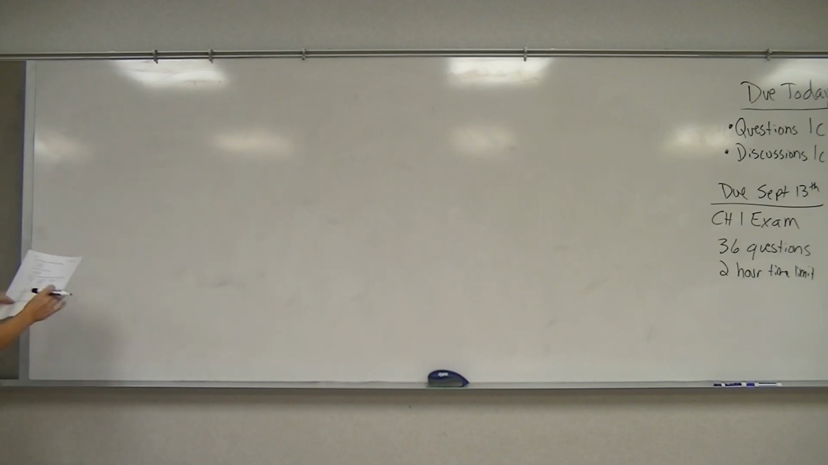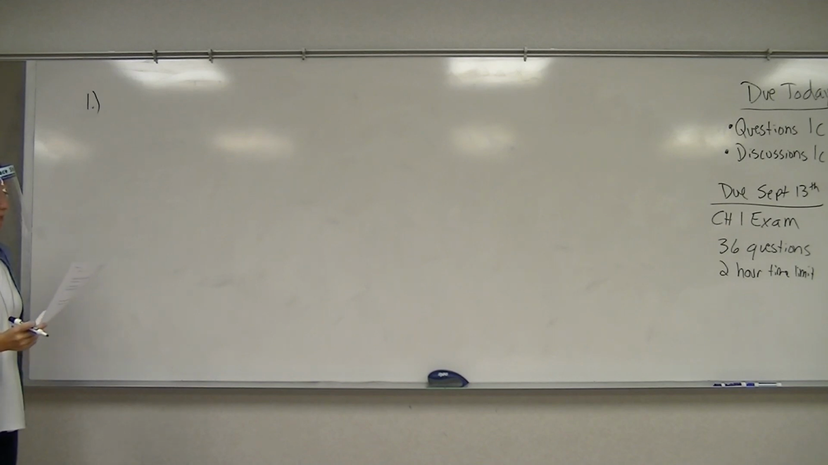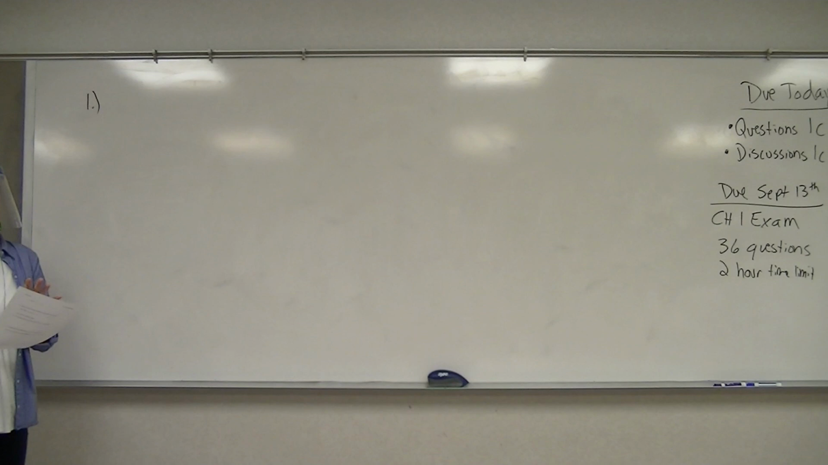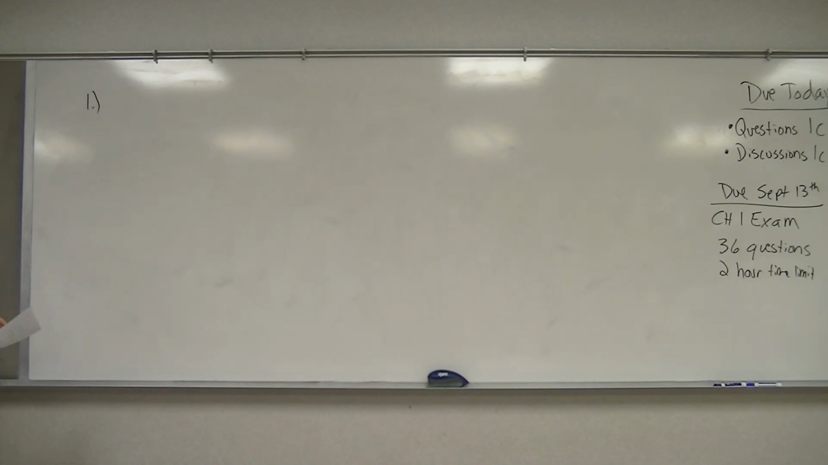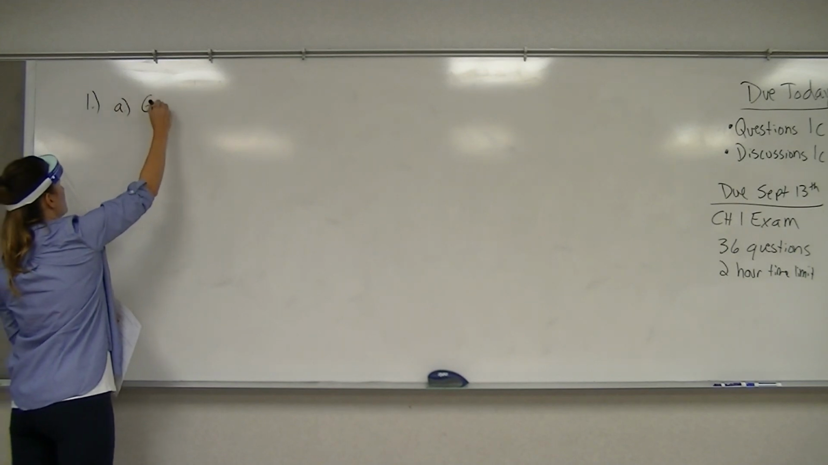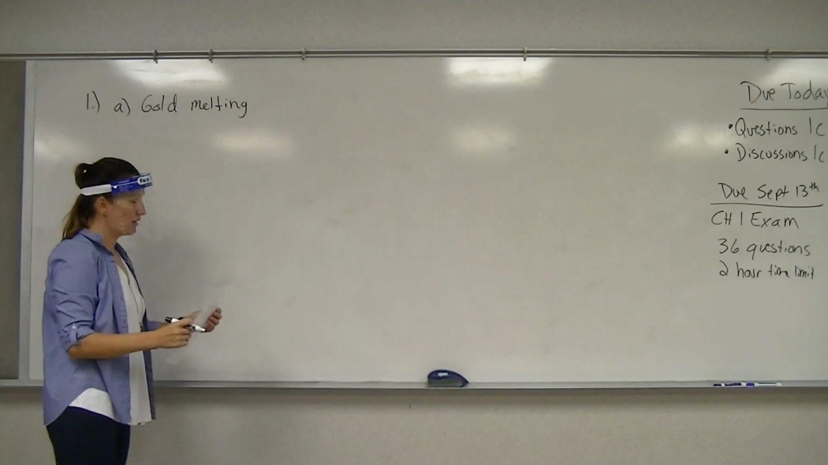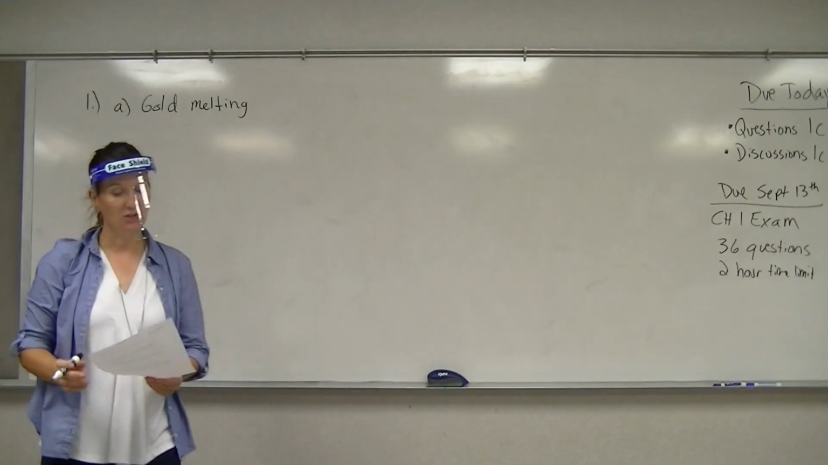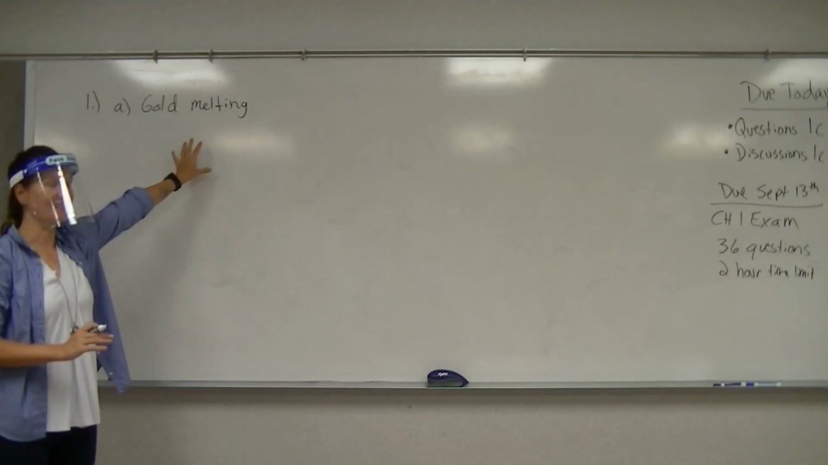I'm going to start with number 1, where it's asking you to classify the following as a physical change or a chemical change. These are some of the definitions you'll need to know from the PowerPoints for this week. You need to know more than just the definitions, though. You need to be able to apply them. That's what this example is having us do. The first example is gold melting. What I'm going to write over here is the definition of physical and chemical change so that we can try to apply and figure out what this is.